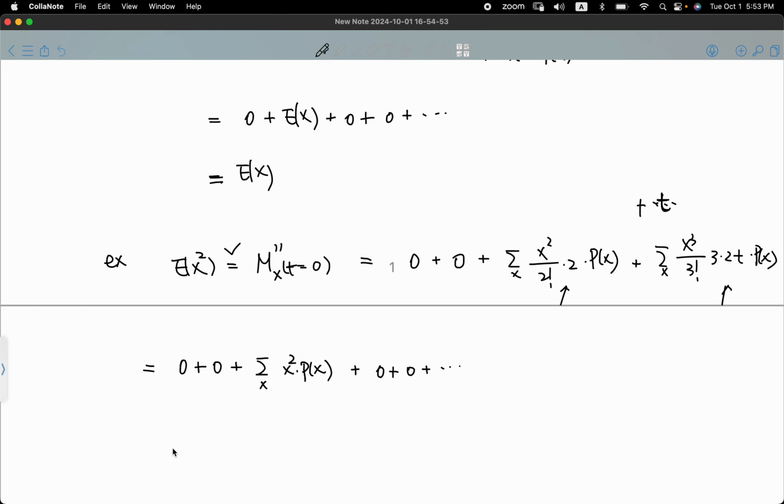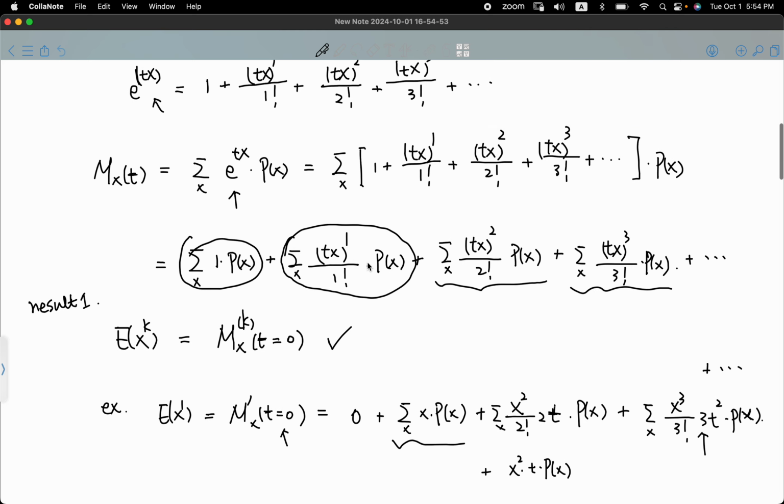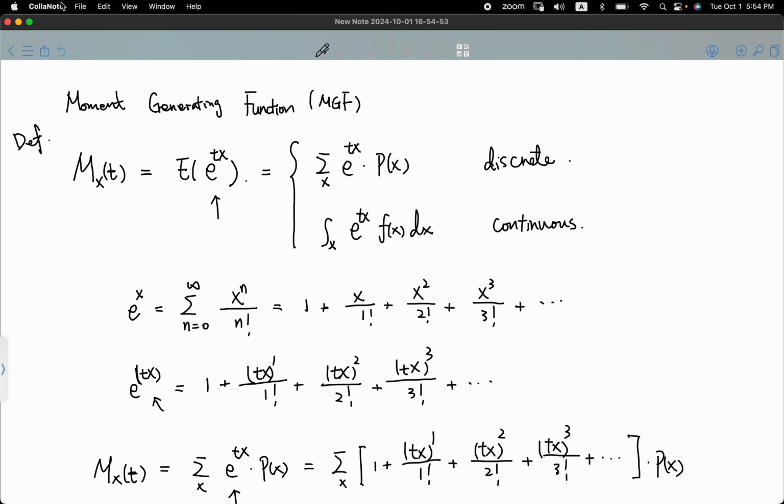Okay. And if you want, you can also keep taking derivatives, and you will see this result here. If you want the kth moment, you just take the kth order derivative of this function, set t equal to 0, and then you will get the kth moment. So, any questions or comments? So literally, the moment-generating function is just used to generate moments.